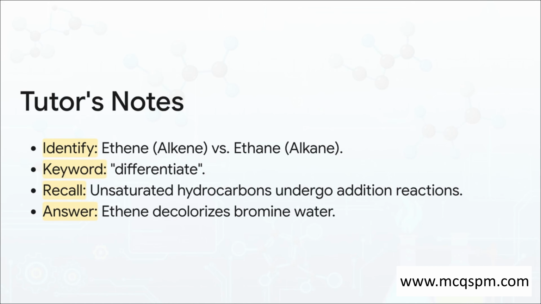Okay, here's the thought process. First, I identify the players. Ethene ends in -ene, so it's an alkene. Ethane ends in -ane, so it's an alkane. The key word is differentiate. That's my cue. I immediately recall the main concept. Unsaturated alkenes are the ones that do addition reactions. So boom, the answer has to be that ethene decolorizes bromine water. Simple as that once you see the pattern.